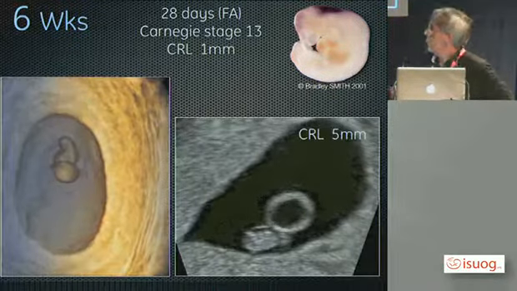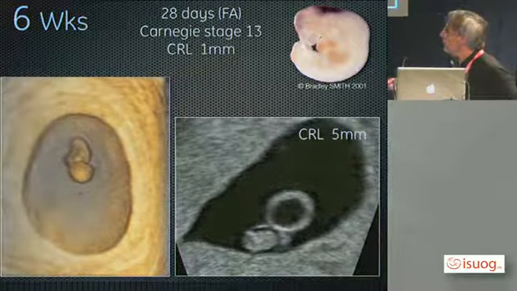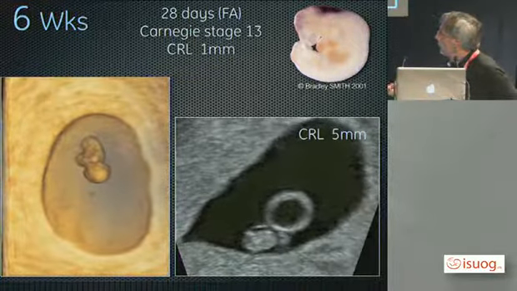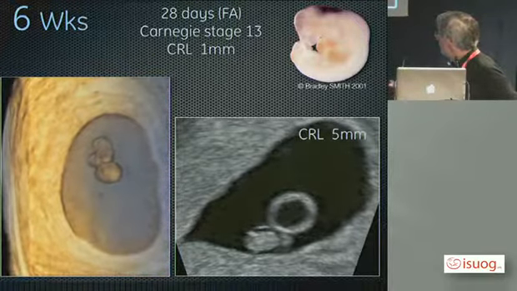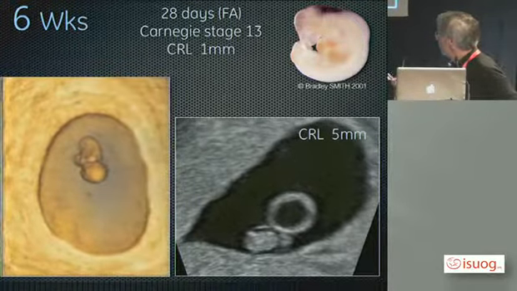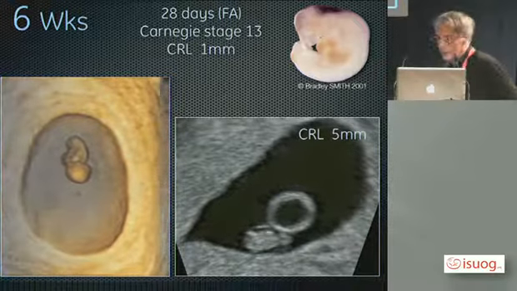And this is another one, but a few days later, that means it's 6.5 weeks. You can clearly see now the embryo. And also around the embryo, this membrane, this is the amnion. This is not the amniotic fluid, this is the extraembryonic coelom.